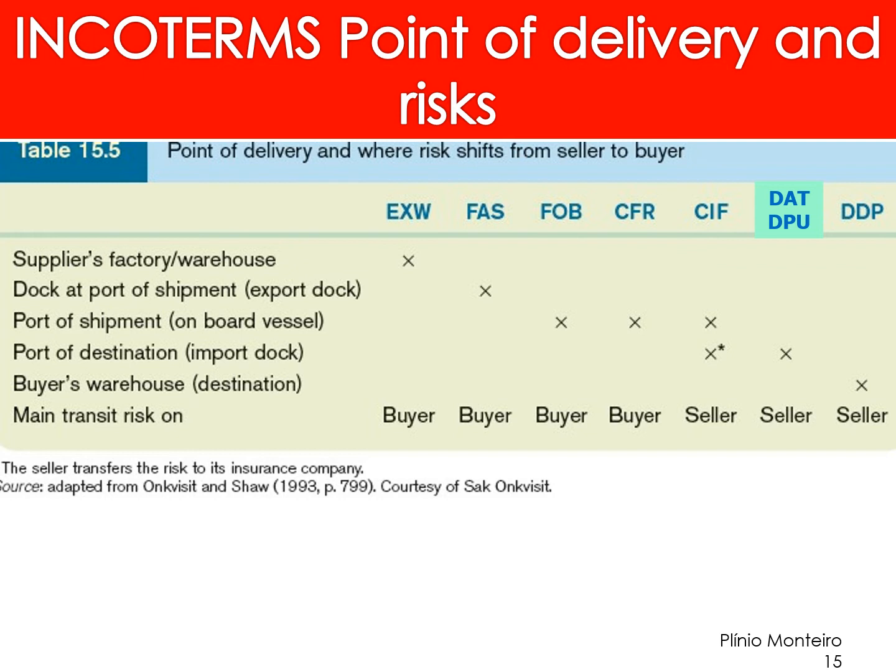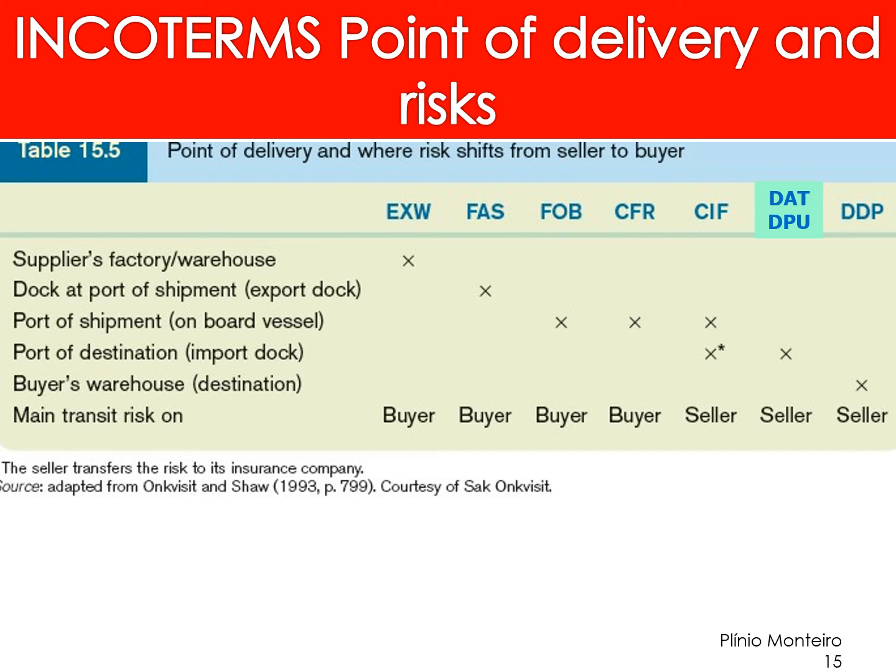In the case of the free alongside ship, we have the transference of risk at the dock at port of shipment, usually a sport dock. And in that place, the risk will be transferred from the seller to the buyer. On the free on board, we have the transference of risk to the buyer in the port of shipment, usually the board vessel. In that case, after the products are loaded in the vessel, then the buyer will be responsible for the products.